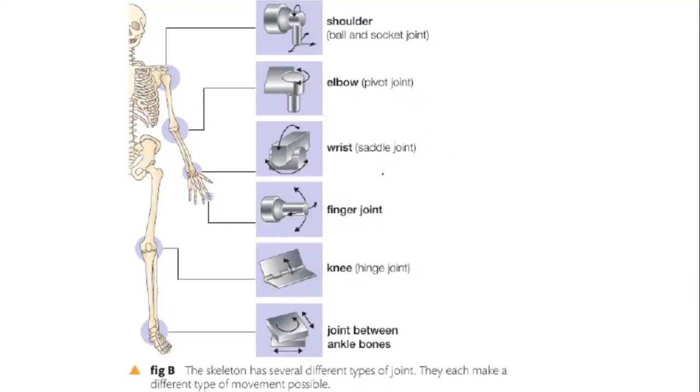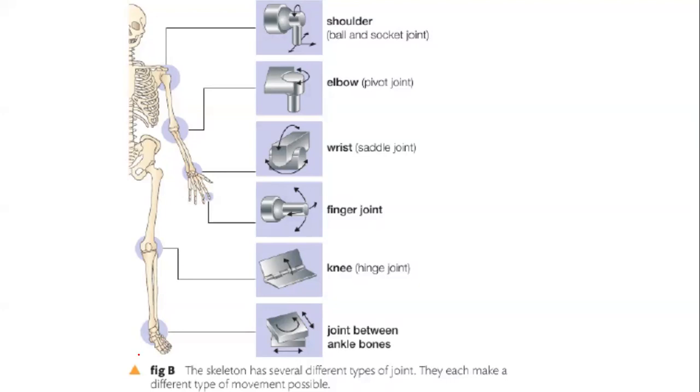Then we have the hinge joint, like the knee joint. It opens up like a door hinge, right? Then we have the elbow joint, which is a pivot joint. You can rotate your arm backwards and forwards. Then we have the wrist joint, which is a saddle joint. Similarly, we have our finger joints, and we have the joints between the ankle bones.